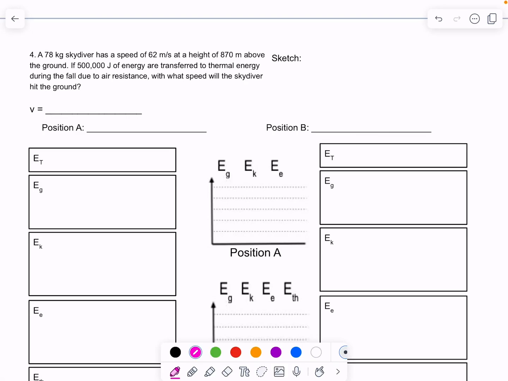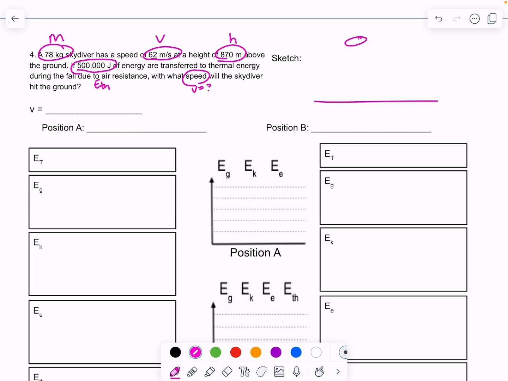All right, a 78 kilogram, that's a mass, skydiver has a speed of 62 meters per second at a height of 870 meters above the ground, okay? 500,000 joules of energy are transferred to thermal during the fall. Wow, that's a lot. With what speed will the skydiver hit the ground, okay?